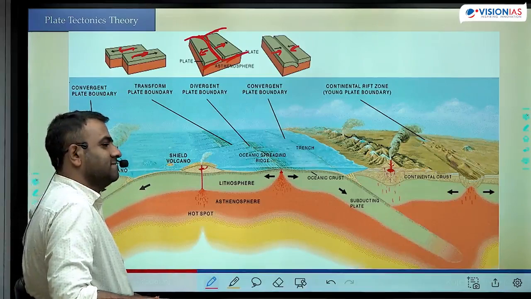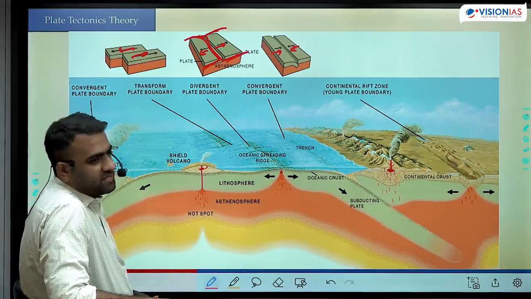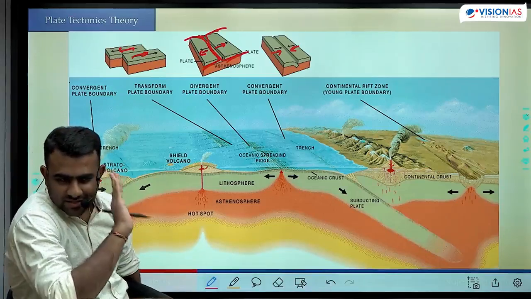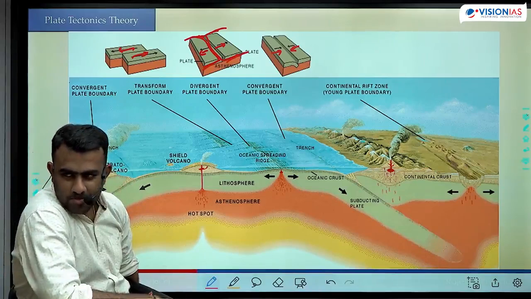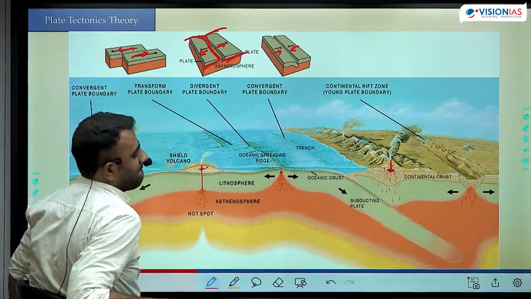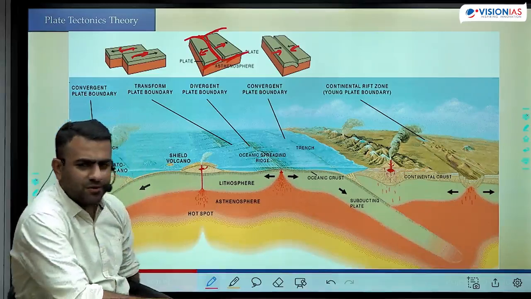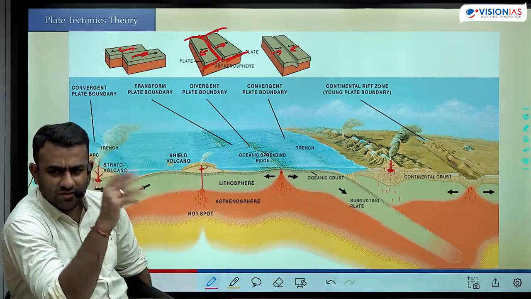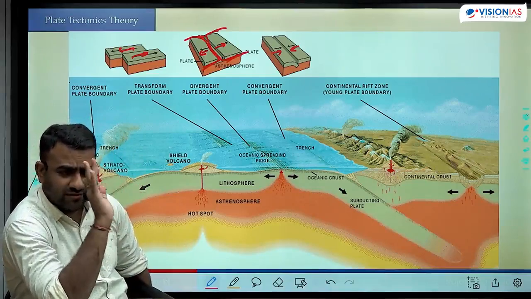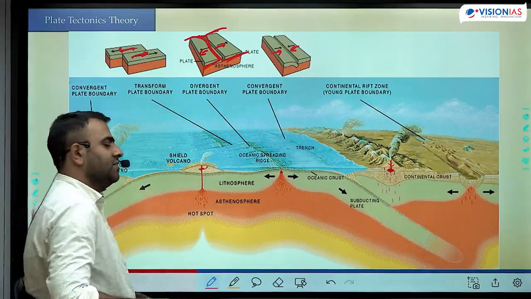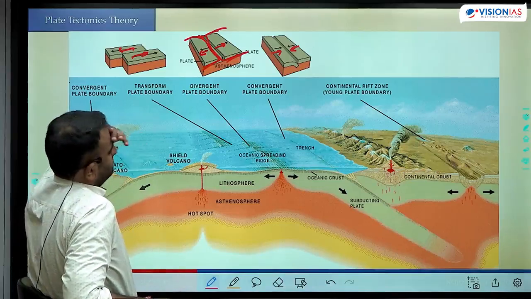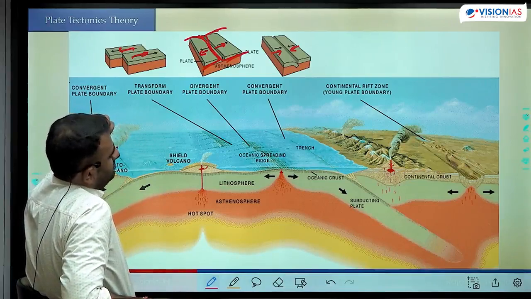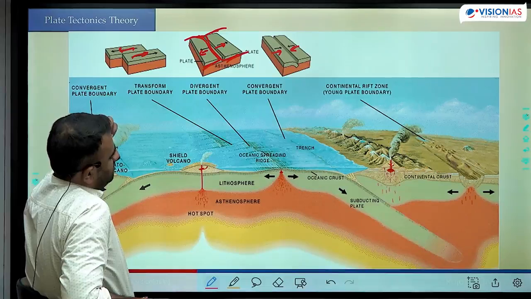How? Among the divergent plate boundaries, there are only 2 types of divergence. One is ocean divergence and the other is continent divergence. There is no ocean-continent divergence. Among the convergence, we have 3. Among the transform, it is the same. There is not much of a difference at all. Ocean, continent, everywhere transform is the same. It doesn't make much difference. Therefore, a total of 6 types of plate boundaries.